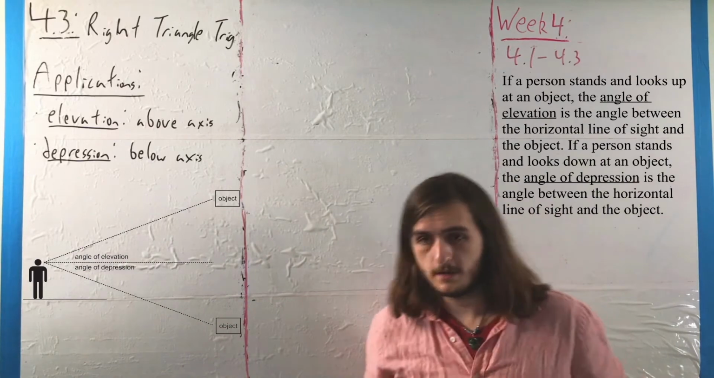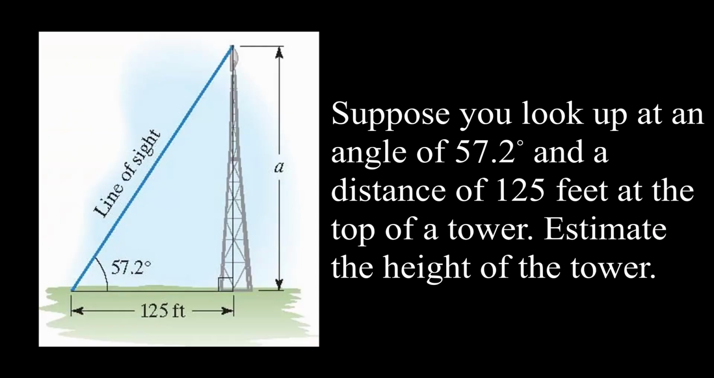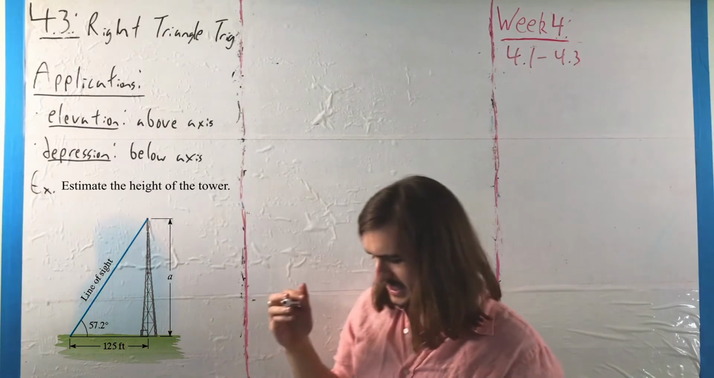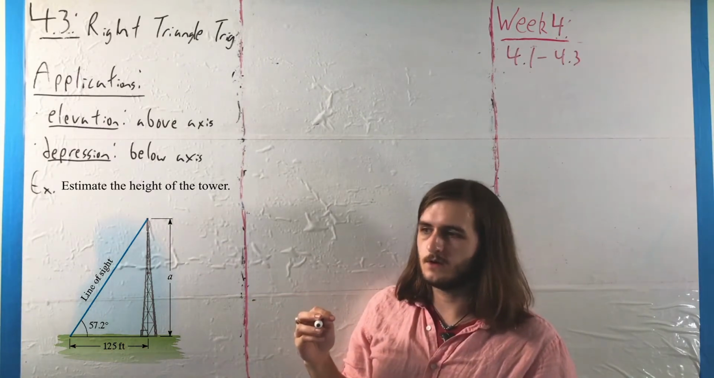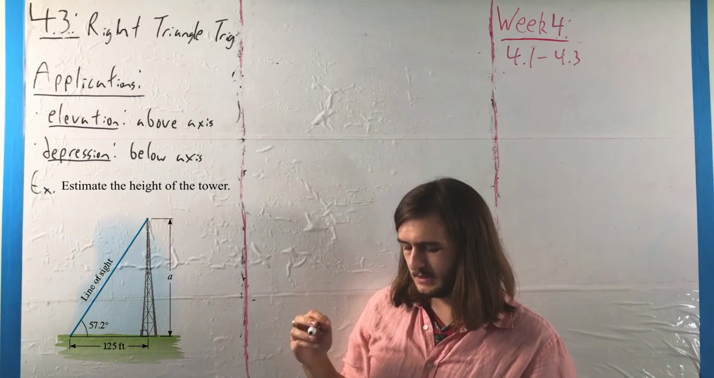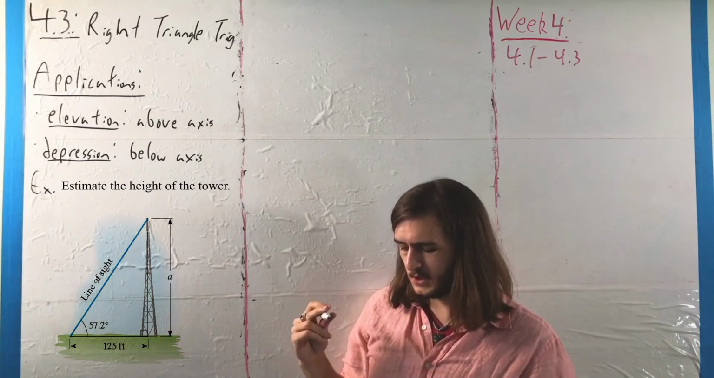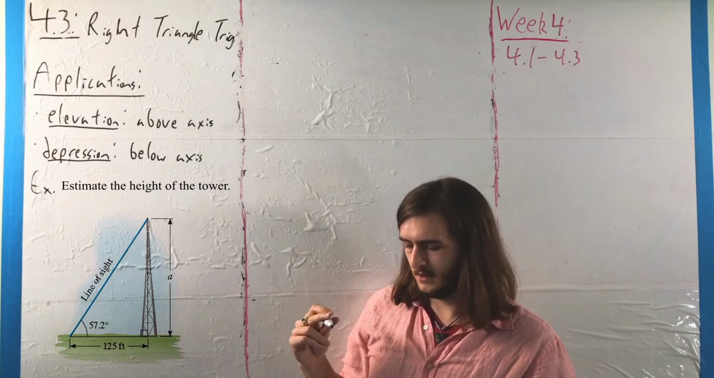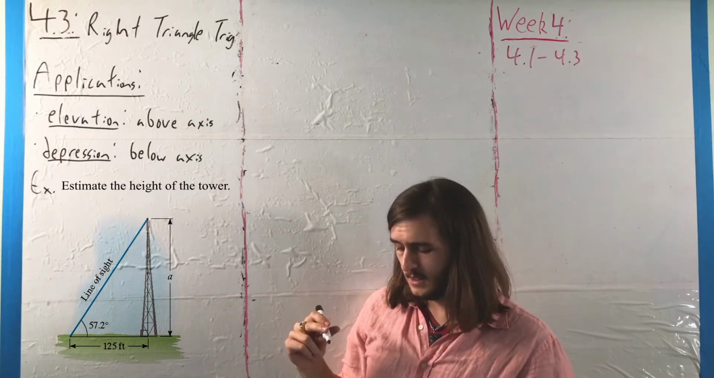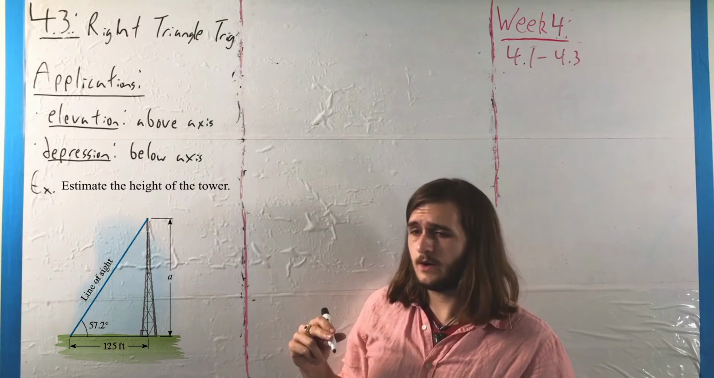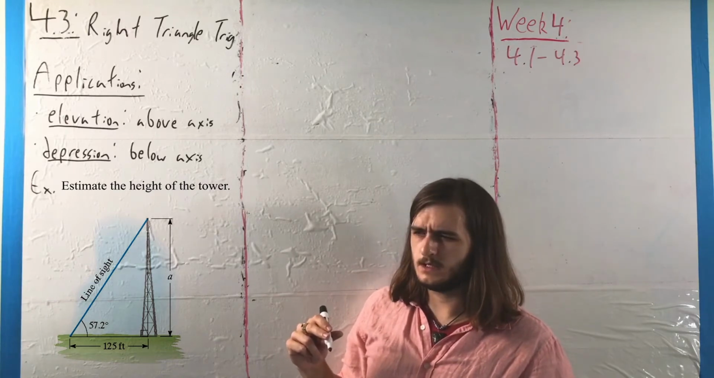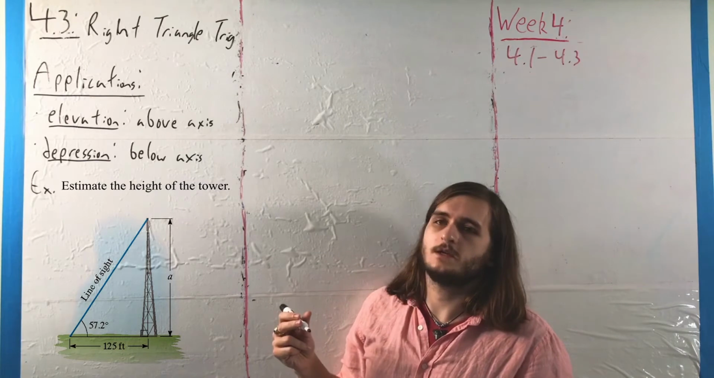So, for our examples, the first one we're going to look at is looking up at an angle of 57.2 degrees and a distance of 125 feet to the top of the tower, where we want to estimate the height of this tower. Now, I'll say that this is a bit of a finagled example, because I think it'd be more reasonable that you would know maybe how tall the tower is and want to know how far away you are, or know how far away you are and how tall the tower is, but need to know the angle that you're looking up at.